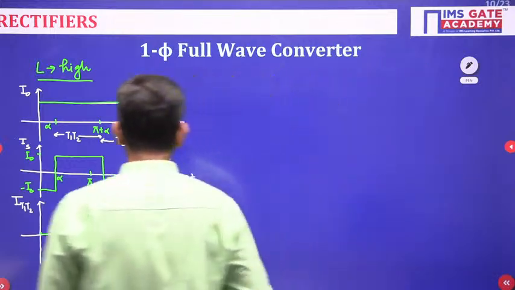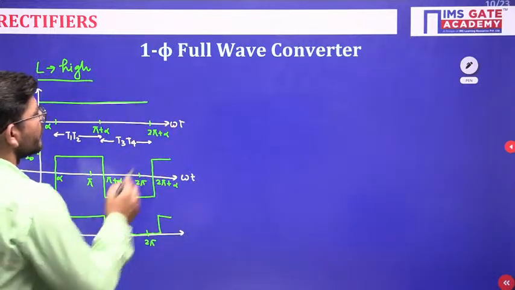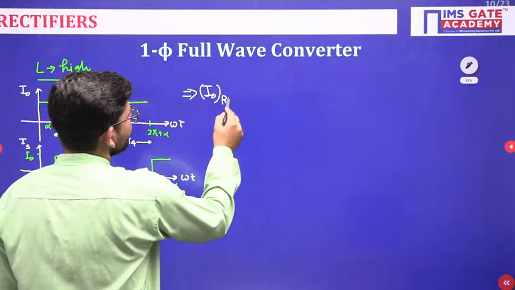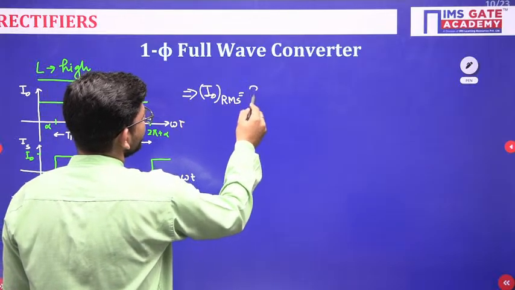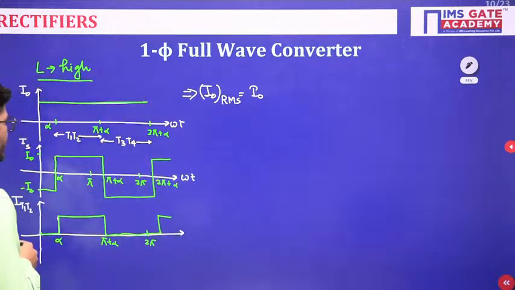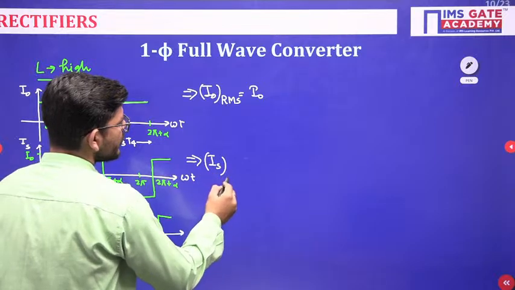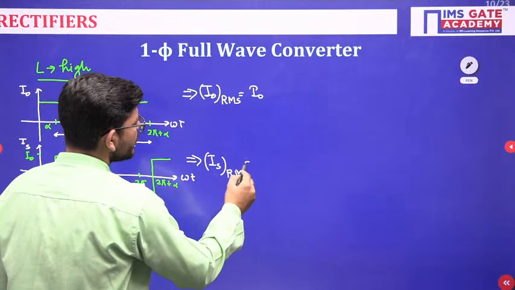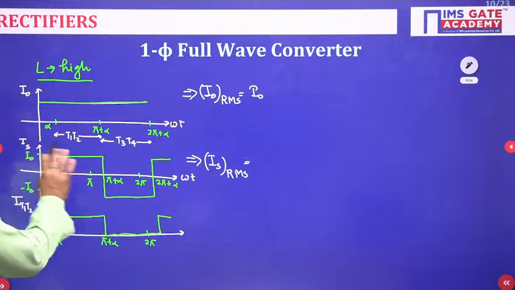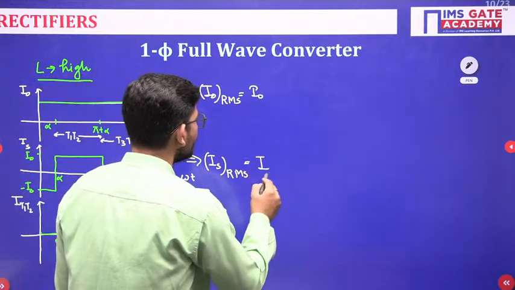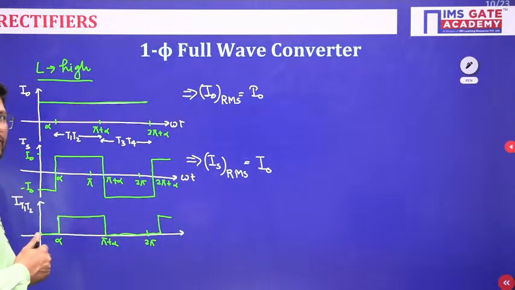Now just see how many things we will be able to calculate from here. What is the output RMS current? This is simply equal to the magnitude I naught. Now what will be the source current RMS value? The source current is a square wave but with a shifted position, and shifting does not affect the RMS value. So the source current RMS value will be equal to I naught.